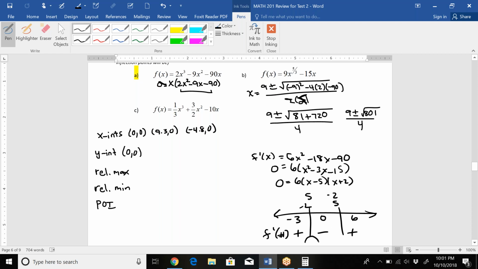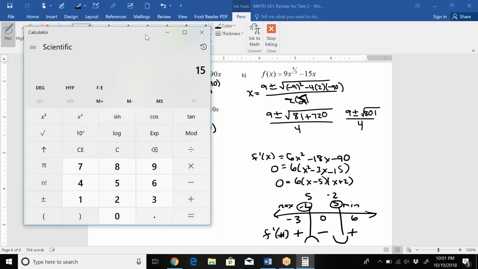So increasing to decreasing means that this guy is a max. Decreasing to increasing means this one is a min. So we have a relative max at an ordered pair that I haven't found the y value of yet, and 5, 0. So here's where you have to go back to your original function. We need to evaluate f of negative 2 and f of 5. Just writing it down up there so I can remember what we did.